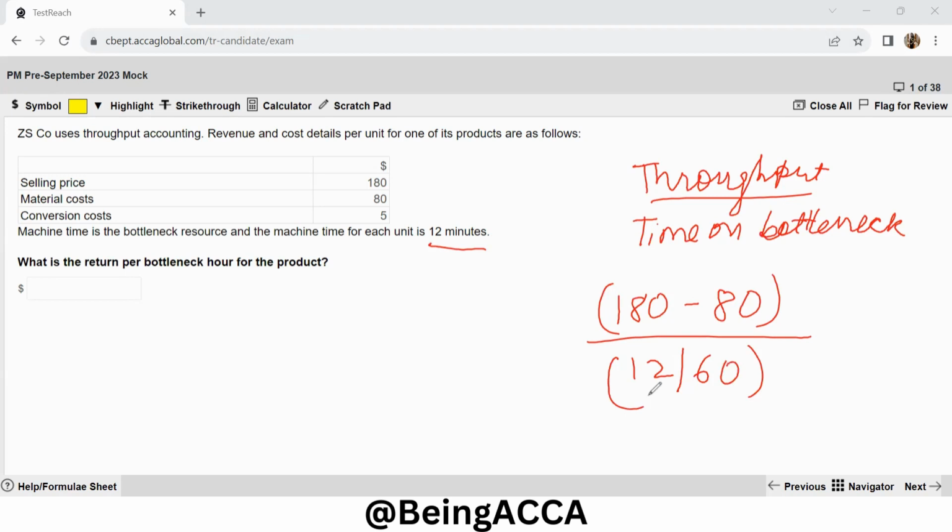Now I will just solve this equation. This will be 180 minus 80, which is 100, and this will be divided by 12 by 60. 12 by 60 is 0.2, so 100 divided by 0.2. If I solve this, I will finally get my answer, which will come out to be 500. So this is my answer. Now let's move on to the second question.